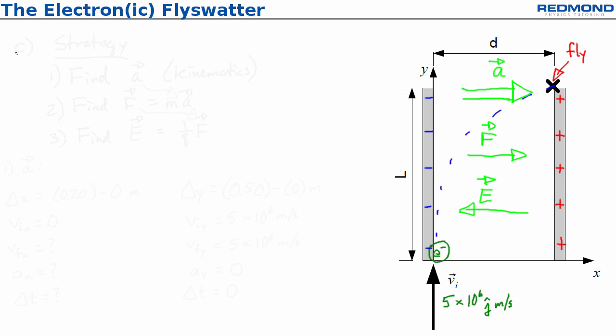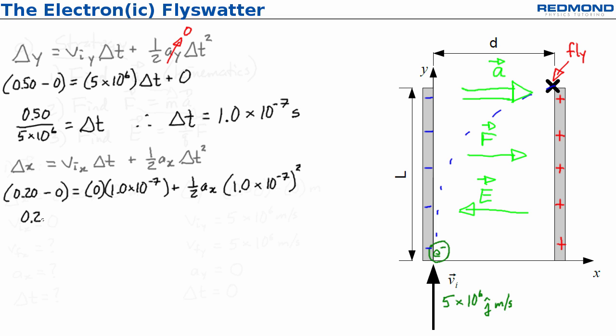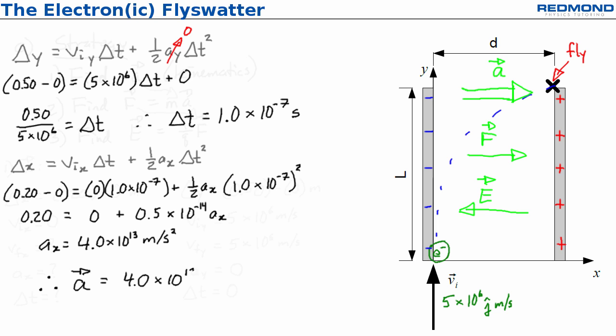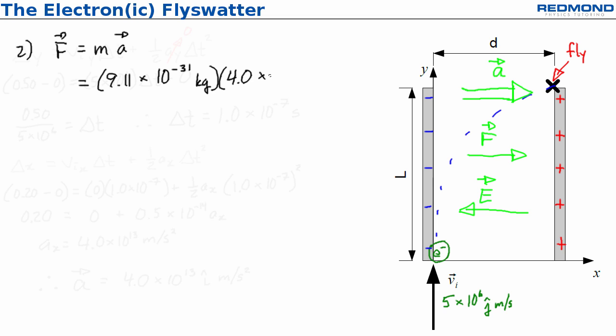First I'll use the constant velocity and known displacement along y to solve for delta t, 1 × 10⁻⁷ seconds, and use that along the x-axis to solve for the acceleration on x, 4 × 10¹³ meters per second squared. Ay is 0, so the vector a is 4 × 10¹³ i hat meters per second squared. Next, find the force. F is equal to ma, where m is 9.11 × 10⁻³¹ kilograms for an electron, and I just solved for a. This gives me F is equal to 3.6 × 10⁻¹⁷ i hat newtons.